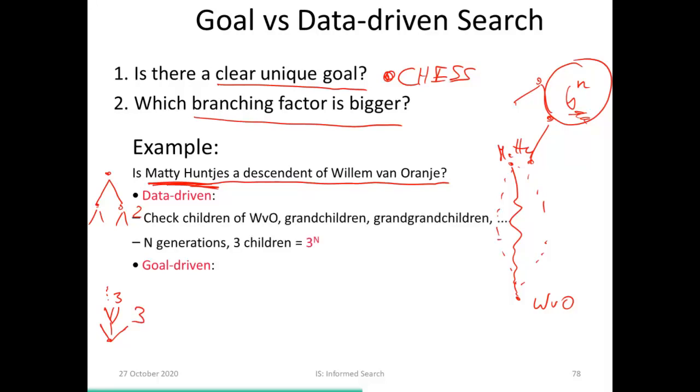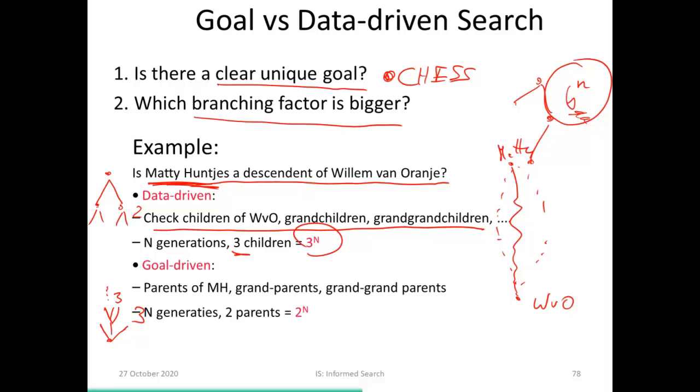So basically what you have to check if you want to do this check in one direction: here in this example I did the check starting from Willem von Oranje. If you check for the grandchildren and the grandchildren, then you have a branching factor of 3. So we get a 3 to the power of n search space. And if we look at the parents of Matti Hüntjes, then we got a search space, as I said, of 2 to the power of n.